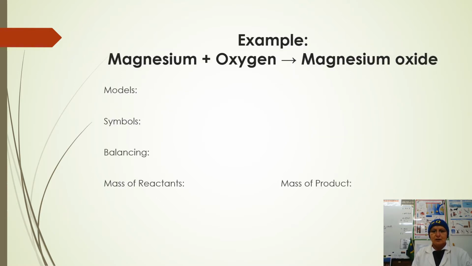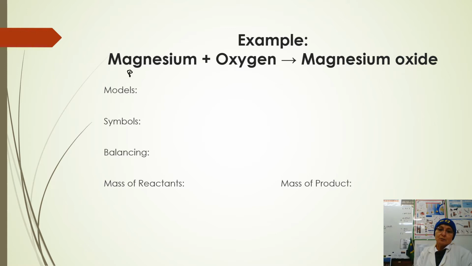So let's look at our example. I'm going to go through the basics right down from the models to the symbols and balancing the equation and then calculating the mass of the reactants and the mass of the products. So the word equation is magnesium reacting with oxygen to make magnesium oxide. Now, to use models or diagrams, or like I call them ball diagrams, we need to refer to the periodic table to see where these elements are.